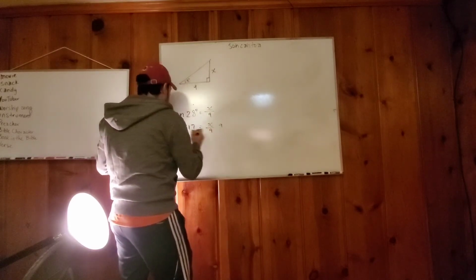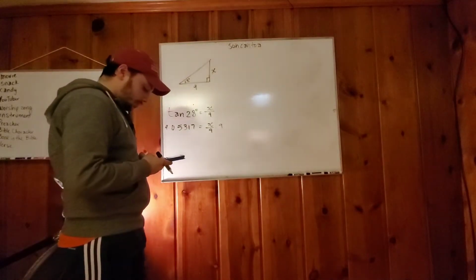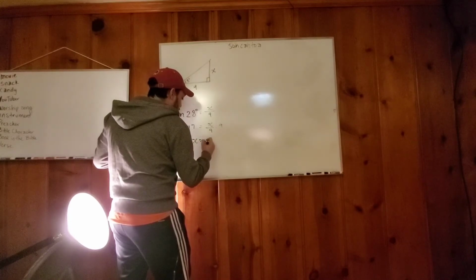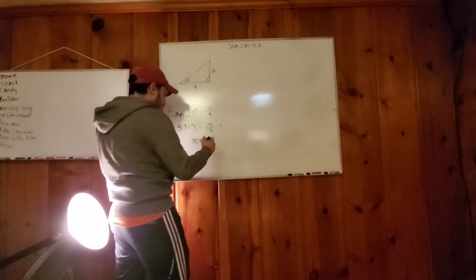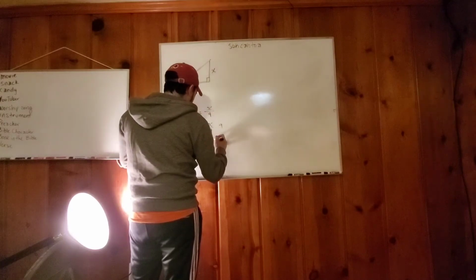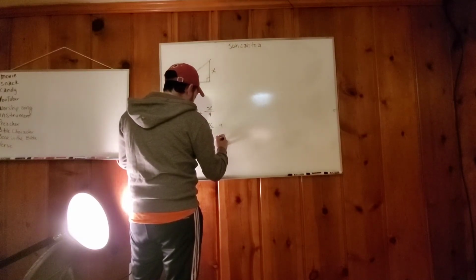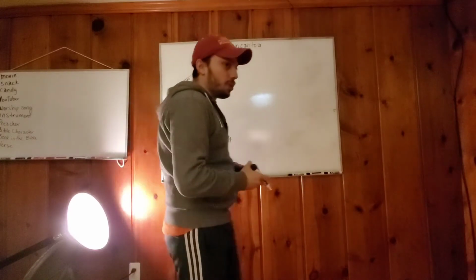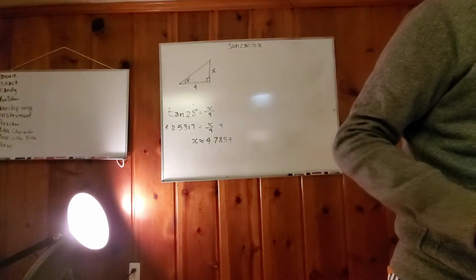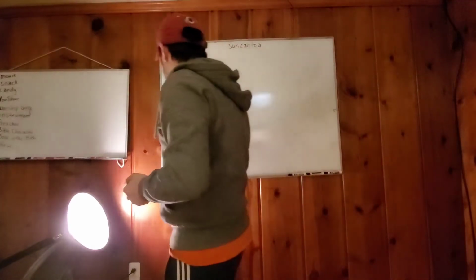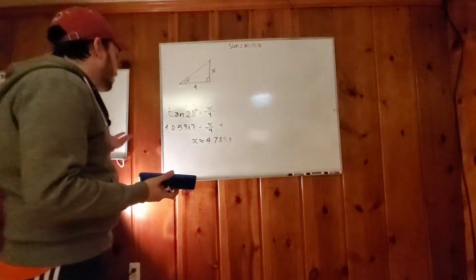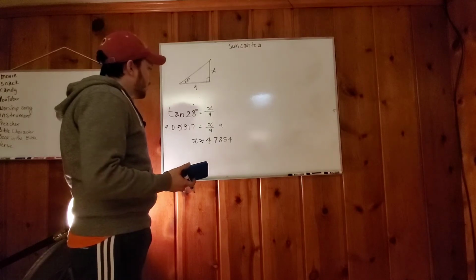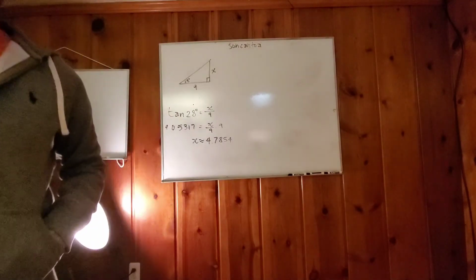And then we're going to multiply 9 on both sides, and you're going to get that x is approximately, please put approximately, 4.7854. Let's see what your book has. 4.79. That is pretty much the same thing. So that's how you do the first part of example 3.